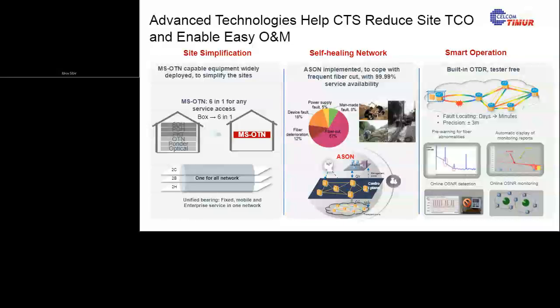Second is the implementation of add-on to improve the service availability. And the third one is the built-in OTDR functions, for instance, to realize tester-free fiber quality management, measurements, OSNR monitoring and detection.